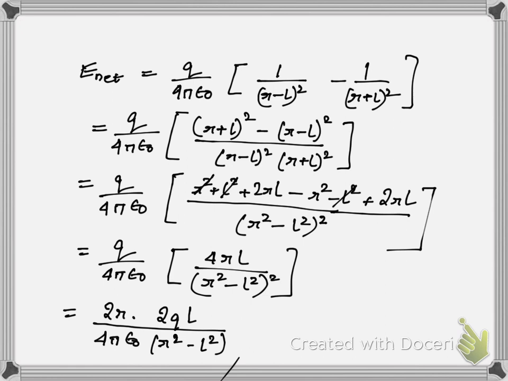So what does this quantity 2QL represent? This quantity 2QL represents the dipole moment, as we have seen, that is 2L into Q. So instead of 2QL I can straight away write p, which is your dipole moment. So the resultant electric field at the axial position is given by 2R into p by 4 pi epsilon naught R square minus L square whole square.